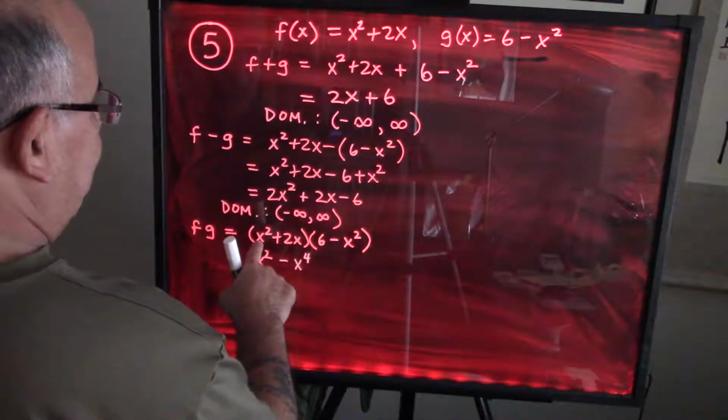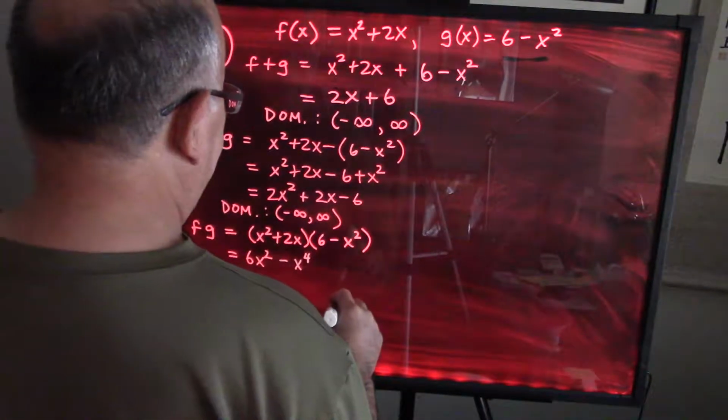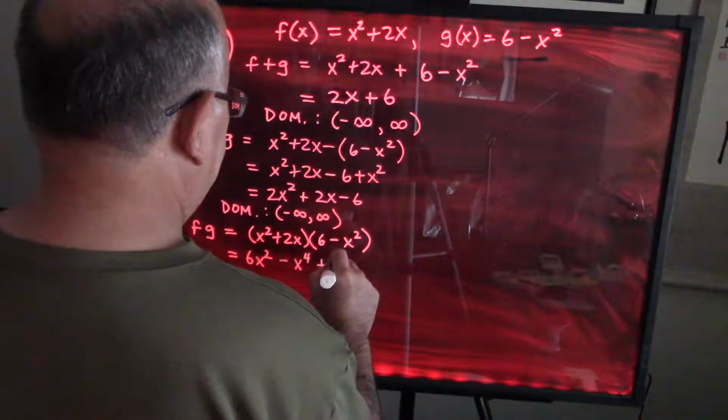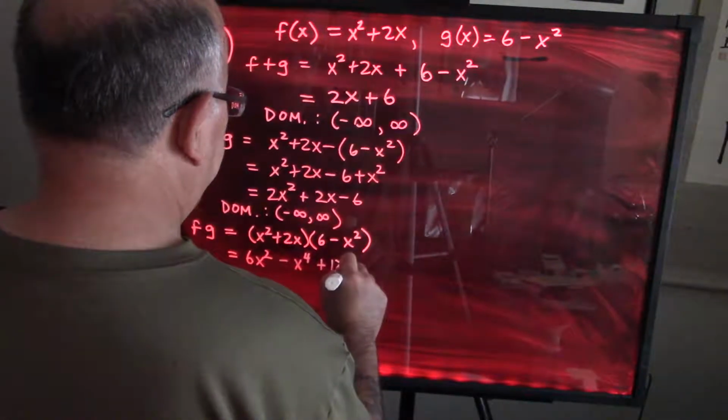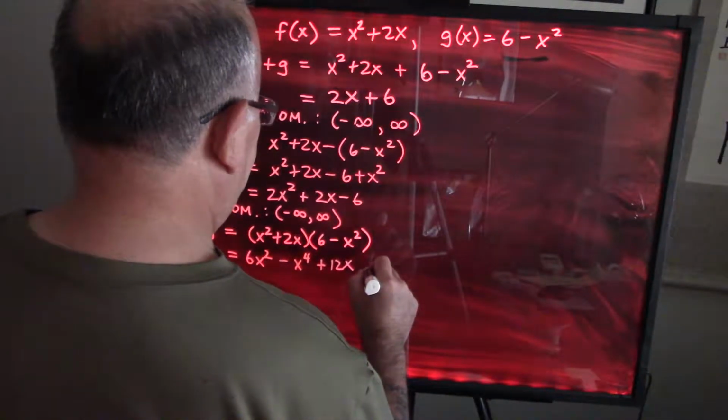Now you multiply this term times both of those, now you go to the next term. 2x times 6 is 12x, so that's positive 12x. And 2x times negative x squared is negative 2x cubed.